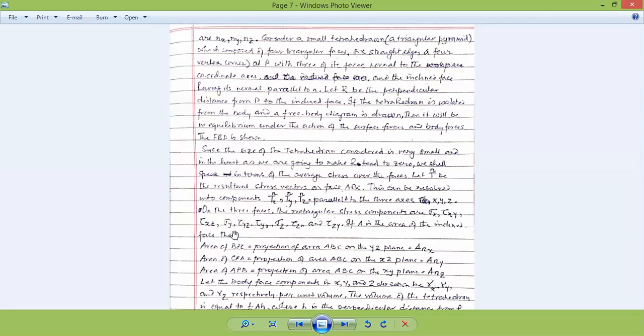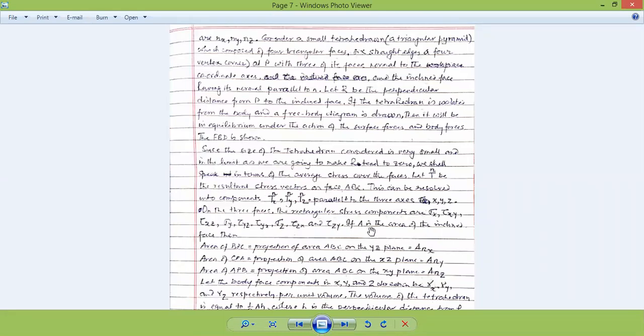The same is the case for sigma y: tau yz and tau yx are the shear stresses acting on the y plane, directed along the z axis and the x axis respectively. Similarly, for sigma z, the explanation is the same.